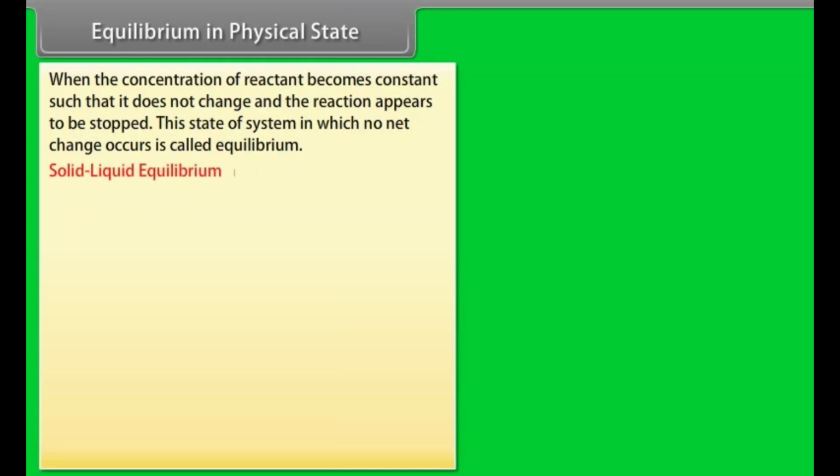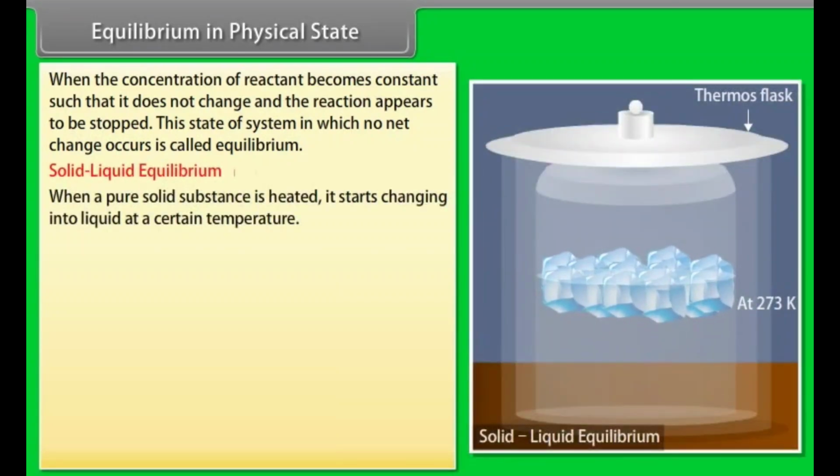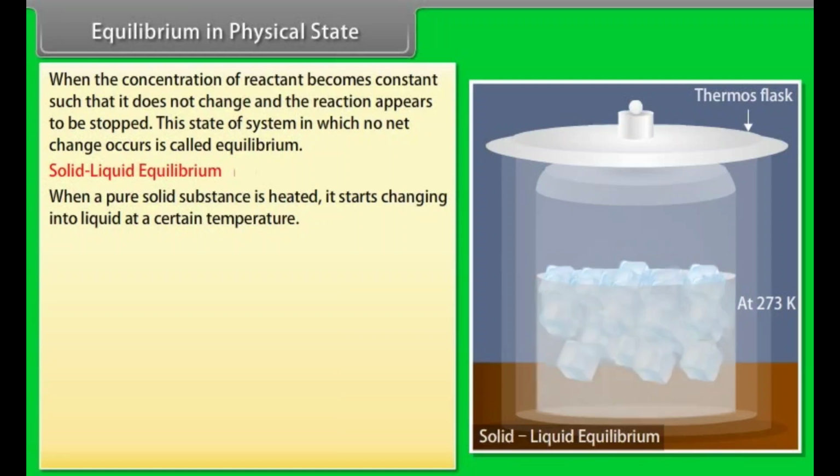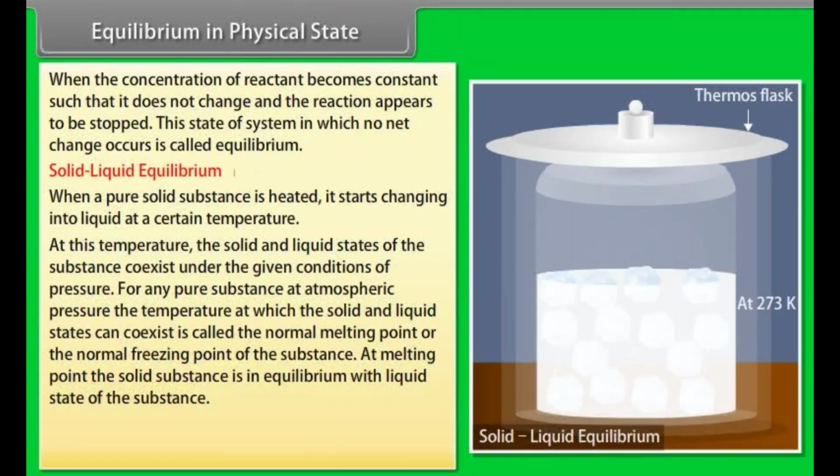Solid-liquid equilibrium. When a pure solid substance is heated, it starts changing into liquid at a certain temperature. At this temperature, the solid and liquid states of the substance coexist under the given conditions of pressure. For any pure substance, at atmospheric pressure, the temperature at which the solid and liquid states can coexist is called the normal melting point or the normal freezing point of the substance.